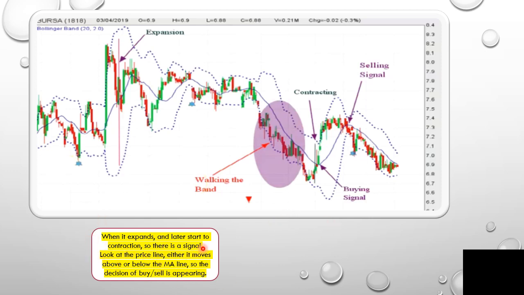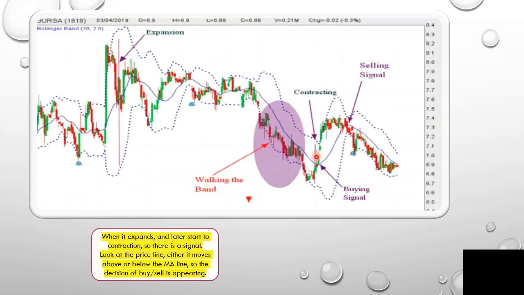When it expands and later start to contract. Okay, ni expand. Lepas tu expand, lepas tu dia start contract. Contraction. Kan? So, there is a signal. Ada signal kat situ. Look at the price line. Okay. Either it moves above or below the MA line. Okay, jadi bila dia contract kat sini, you tengoklah harga dia kat mana, bawah ke, atas ke. So, you boleh decide. You pergi balik dengan crossover rule tadilah. Which one buy sell signal? MA above apa ni? Price above ke price below ke? Okay. So kat sini kan.